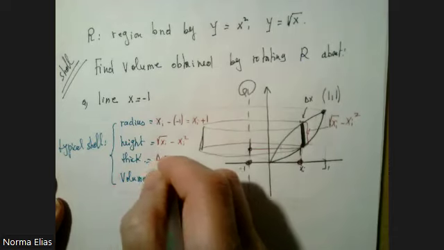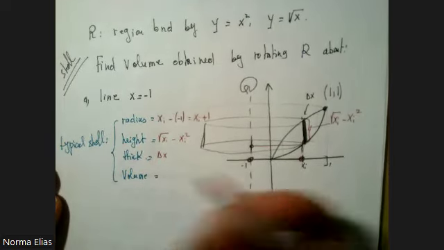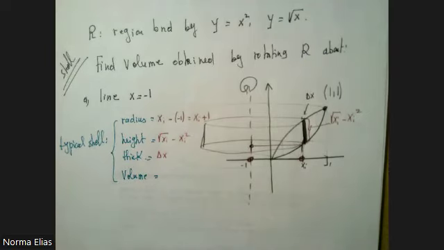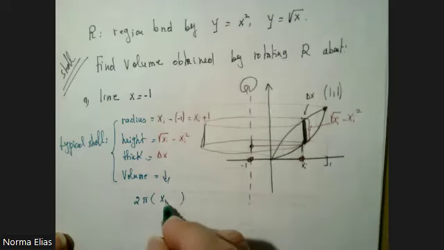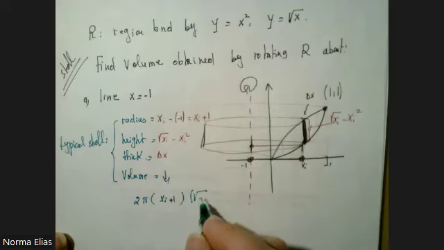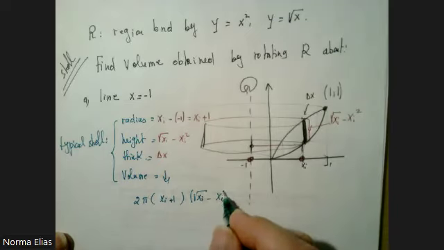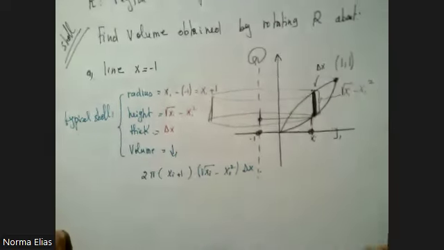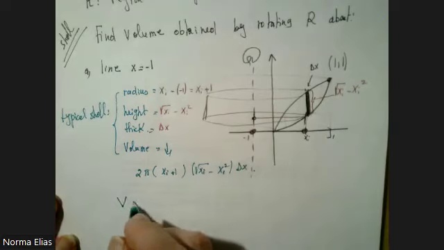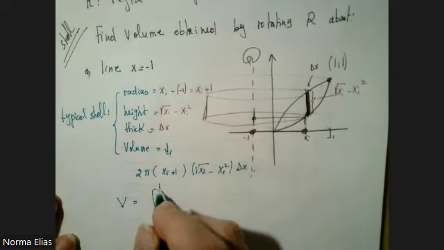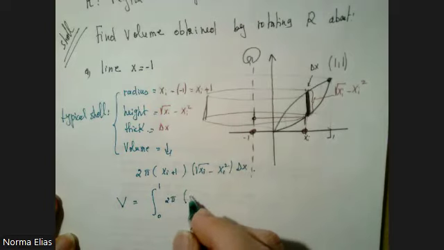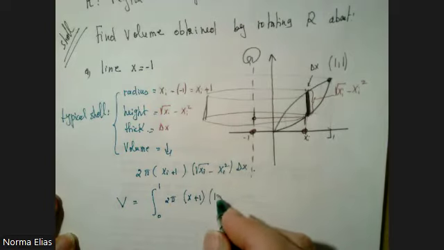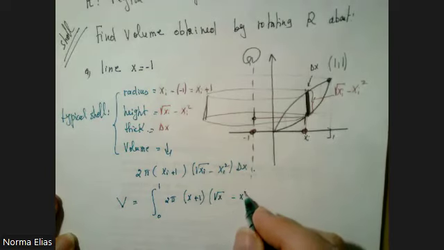My thickness is the little bit of delta x. And my volume is easy now. It's 2 pi times the radius times the height times the little delta x. So that's the volume of a typical shell. So now the volume of the whole thing is the integral from 0 to 1 of 2 pi (x plus 1) square root of x minus x squared dx.